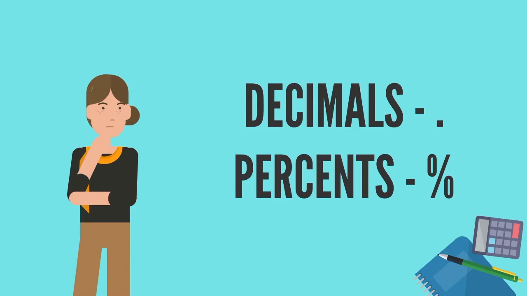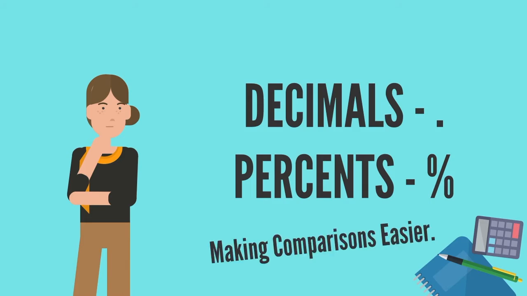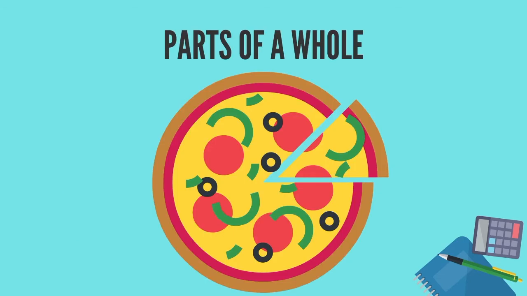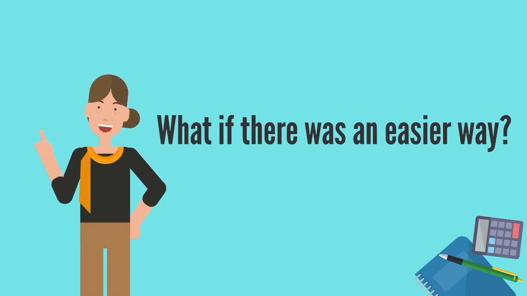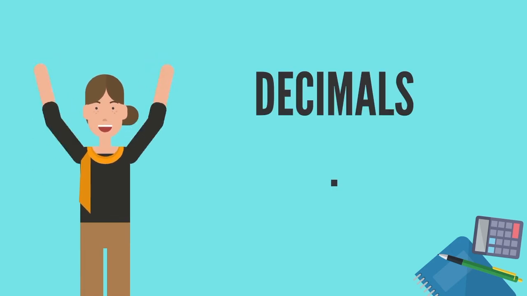Decimals and percent are easier ways to compare different fractions and numbers with each other, especially when you're working with different denominators. Both decimals and percentages are other ways of looking at a number in comparison to parts of one whole. Yes, you've learned about common denominators, but what if there was an easier way to work with different fractions? That's where decimals come in.